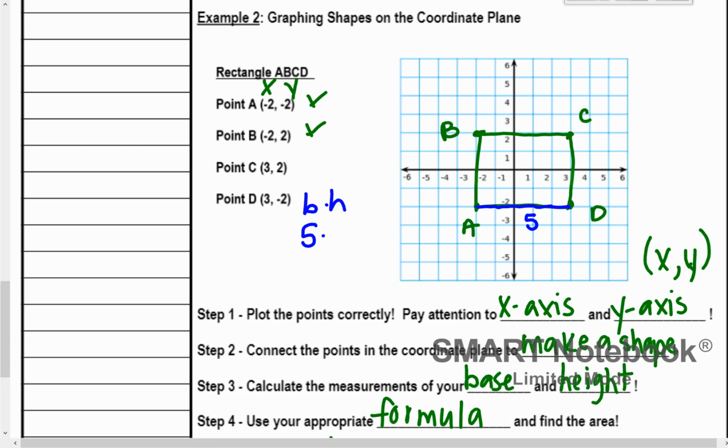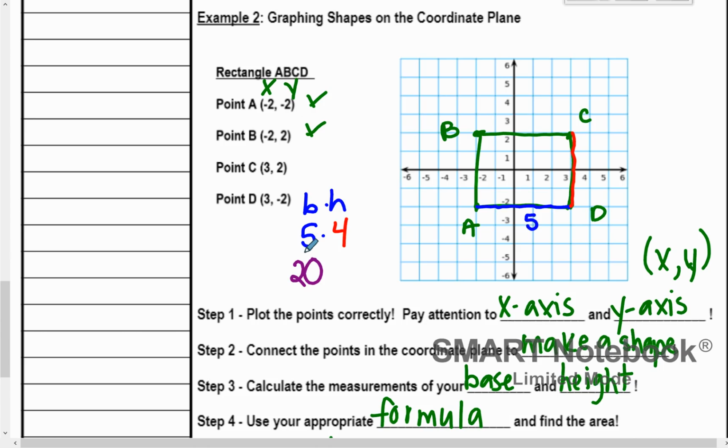Our height, I will do in red. Draw over the line, 1 box, 2 boxes, 3 boxes, 4 boxes. Okay, now that I know my base and height, I can just take 5 times 4. And 5 times 4 is going to give me the answer of 20. Last step, I have to label that.